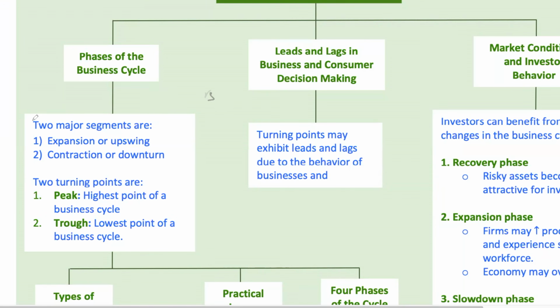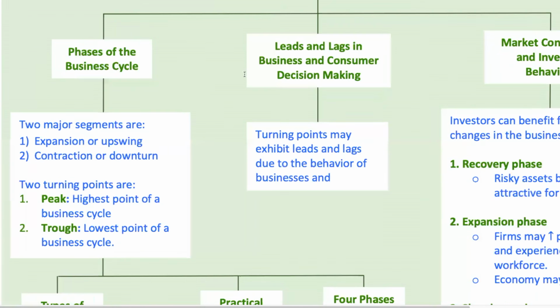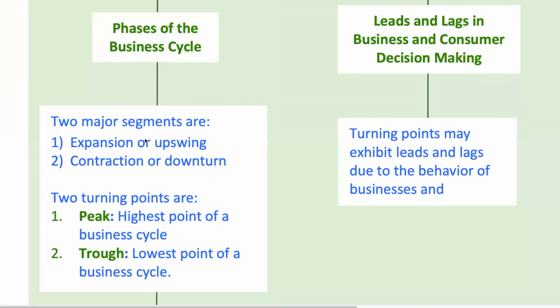A business cycle is divided into two main segments with two turning points: expansion or upswing. This is the phase where economic activity is increasing. Think of it as the economy's good times. Contraction or downturn. This is the phase where economic activity is decreasing, the bad times, if you will. The turning points are peak and trough. Peak is the highest point of the cycle. Trough is the lowest point of the cycle.